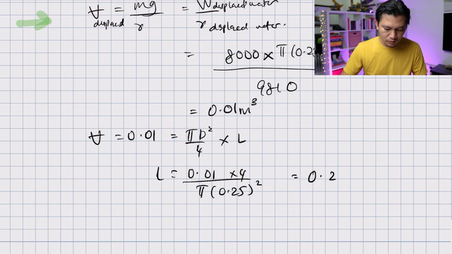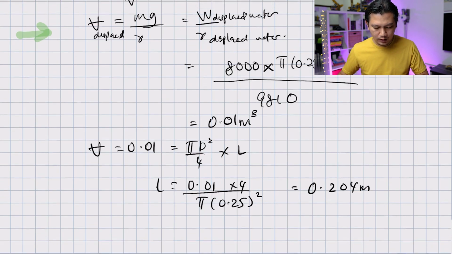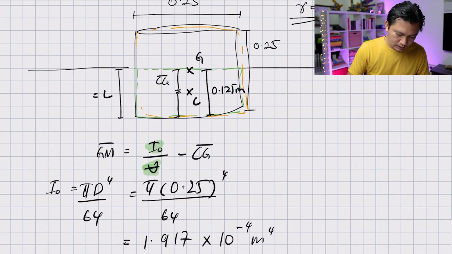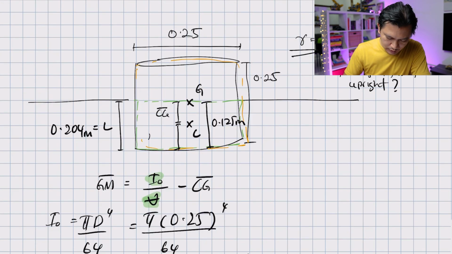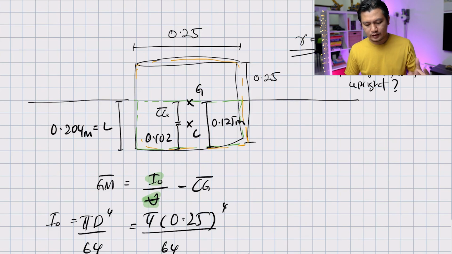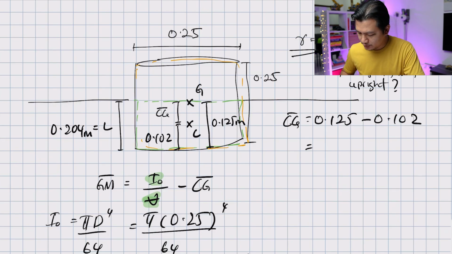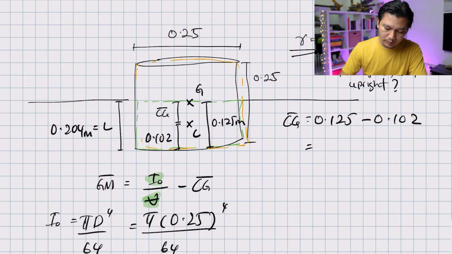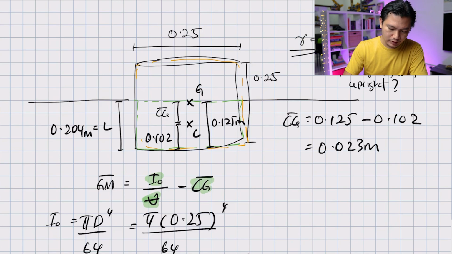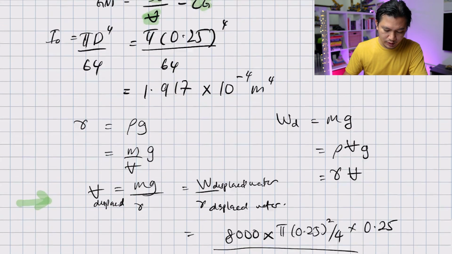This is 0.204 meter. And we know now that L is 0.204 meter. So we now know that the distance here is 0.102 because it's just the centroid of the displaced water. So our CG is simply 0.125 minus 0.102, which is 0.023 meter. And now I believe that we have everything. It's just to plug in all the numbers and we get what is the GM.